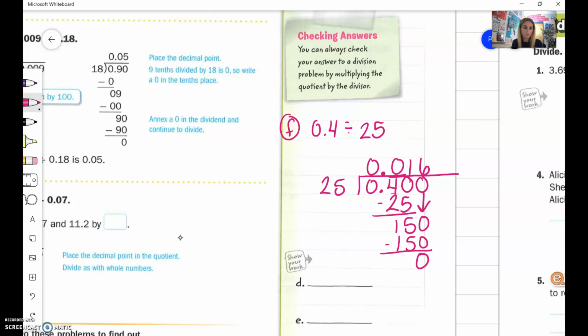Okay, there's going to be some more problems on part 2. This is part 1. Part 2 is going to be the next part of just practice.